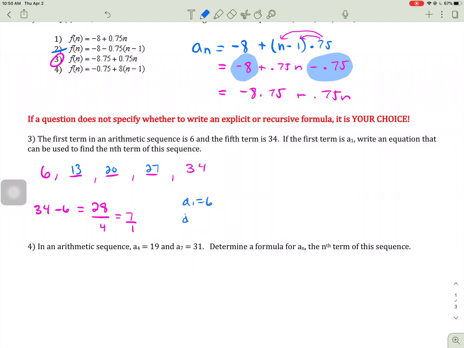So now I know the first term is 6. The common difference is 7. So we get a sub n equals 6 plus n minus 1 times 7. This is the explicit formula.